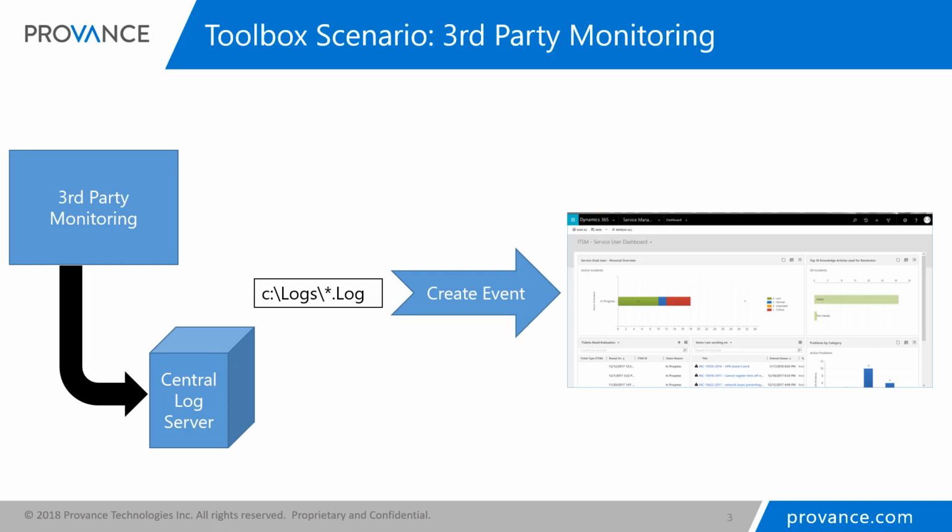So the scenario is pretty simple. You have a third-party monitoring environment running in your on-premise data center, and we assume there is a central log server with a directory called clogs, and it stores log files of this monitoring solution of any kind. We're picking up those log files, and whenever a log file gets updated, we create an event in Provence ITSM.